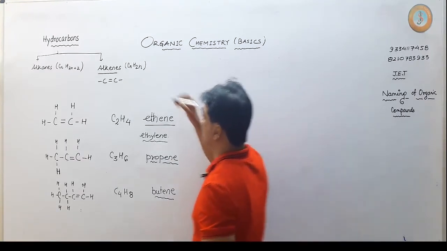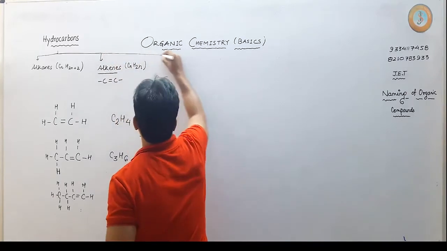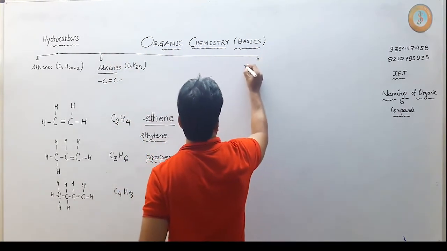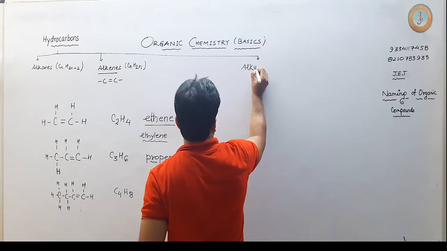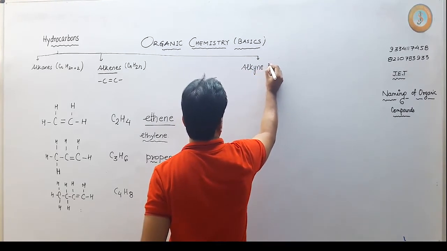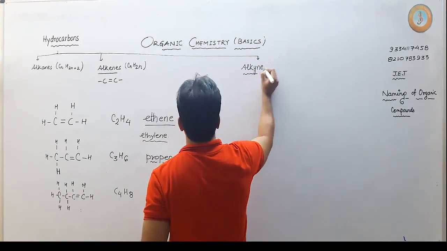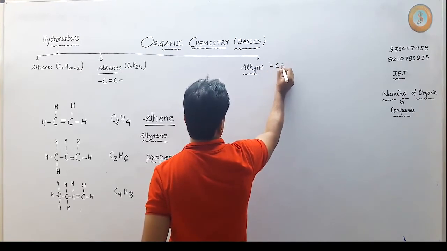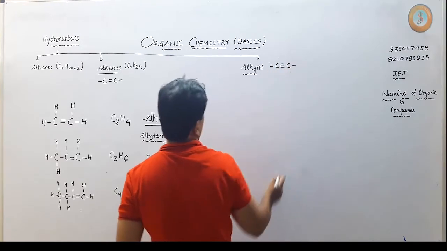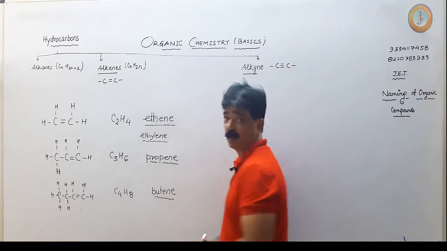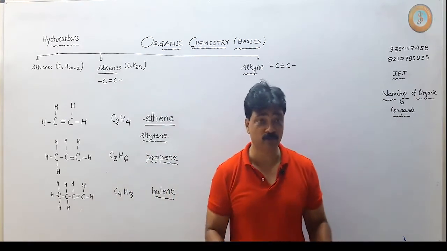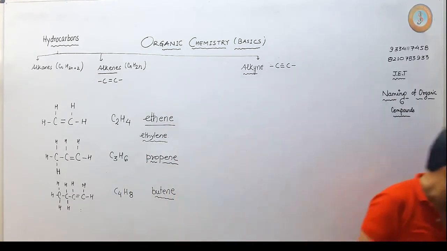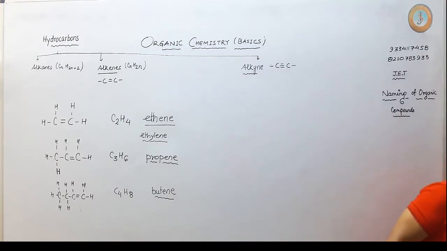Now we go to the next one, which is an alkyne. Alkyne means there should exist a minimum of 1 triple bond in the entire molecule between 2 carbon atoms. So children, what do I mean to say?